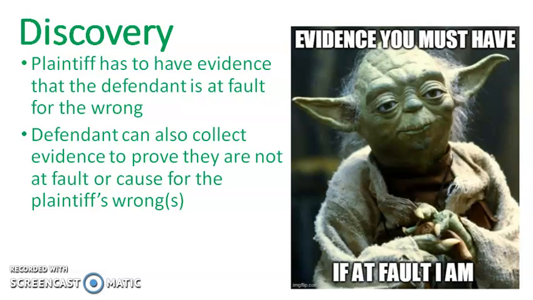At the discovery part, both sides are gathering evidence. So the plaintiff has to prove beyond reasonable doubt that the defendant is at fault for their injuries, their wrong, their harm. The defendant has the choice to collect evidence, but they don't have to. It would be in your best interest, if you're being sued, to have pieces of evidence to counter whatever the plaintiff is saying about your actions.